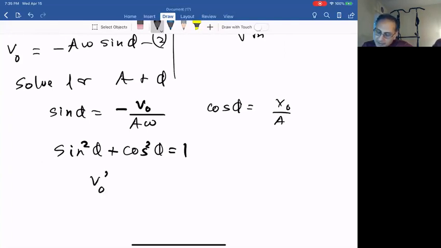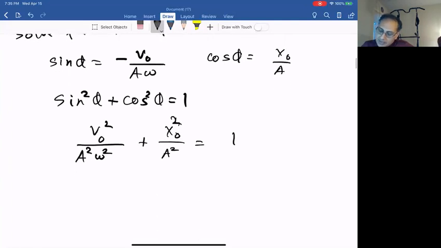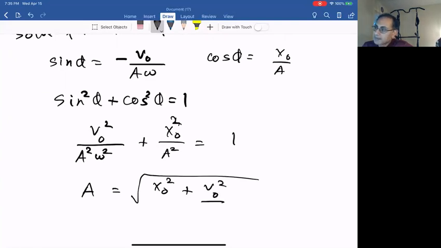V0 squared divided by A squared omega squared plus X0 squared divided by A squared is equal to one. And so A is going to be the square root of X0 squared plus V0 squared divided by omega squared. I have that on the slide. It's not always obvious to students where that comes from, but now you can see that in order to get this, we didn't do anything different than what we did in the last slide.